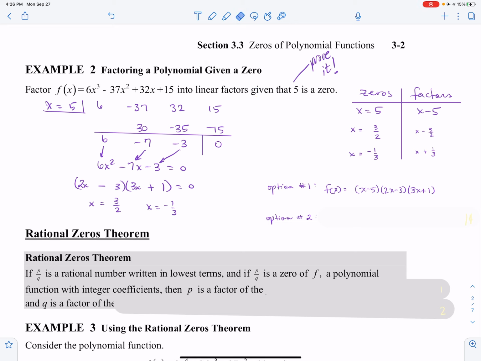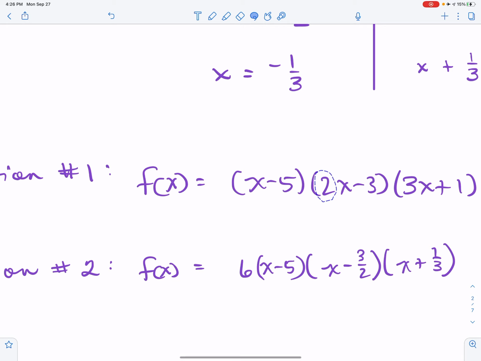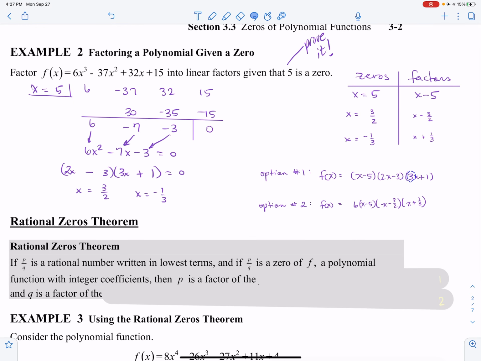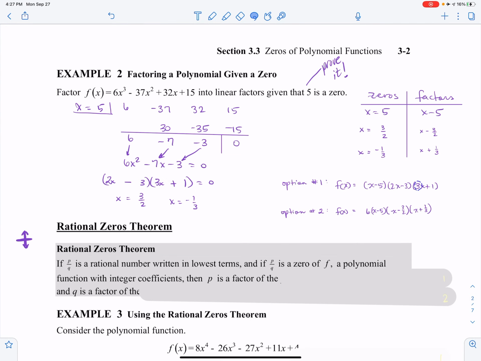Option number two is that I could just multiply these three factors together. So we'll start with that, multiplying those three factors together. But notice if I do that, one thing that has to match is the leading coefficient. You say, well, but the problem is that in option number one, there is no 6 out front. And you're correct in saying so. However, if you take this leading coefficient times this leading coefficient, 2 times 3, you will get that 6 that matches. So this is two different ways of factoring into linear factors.